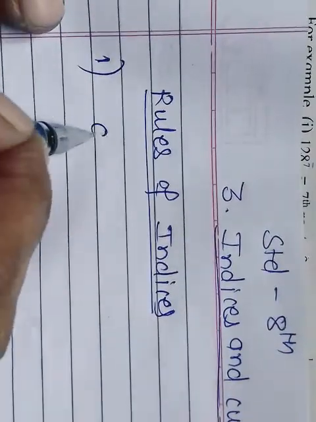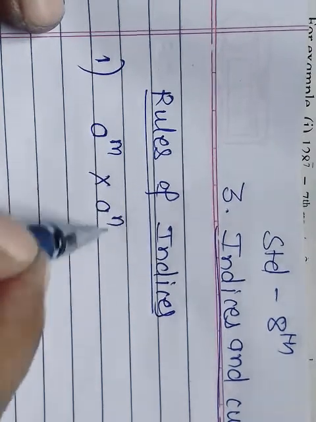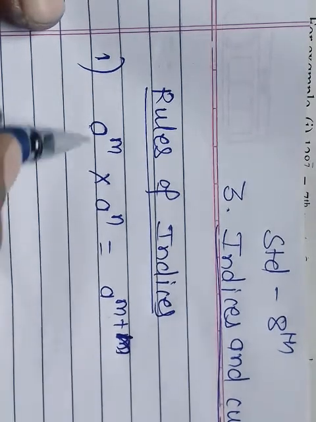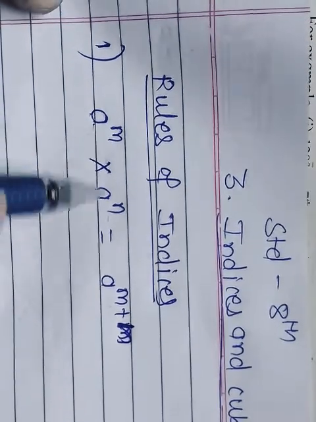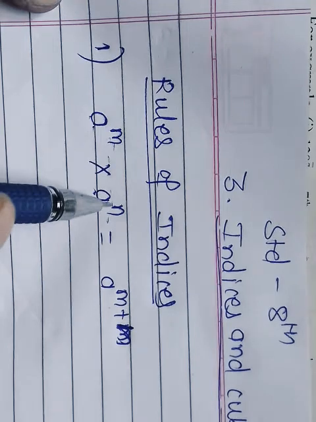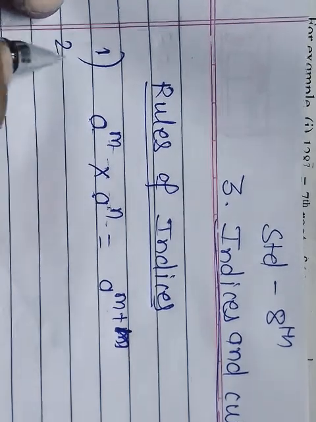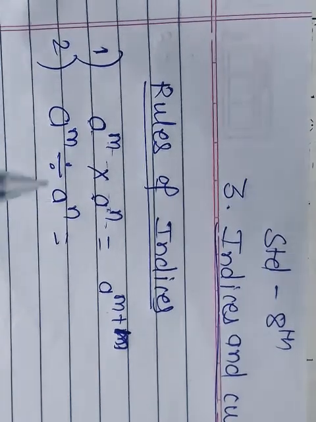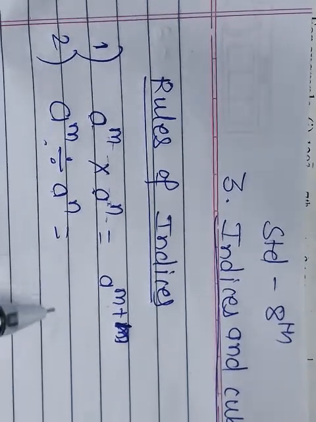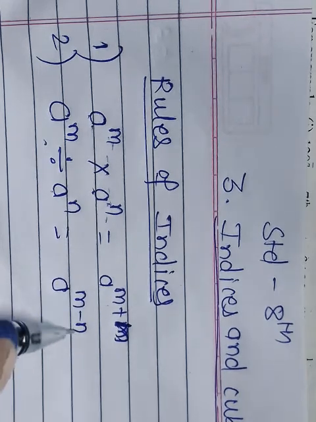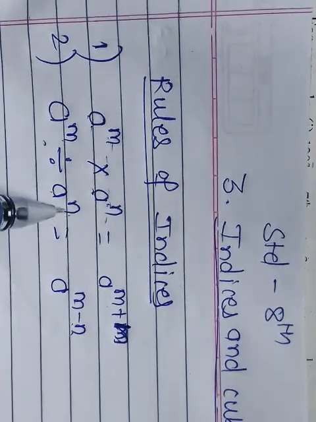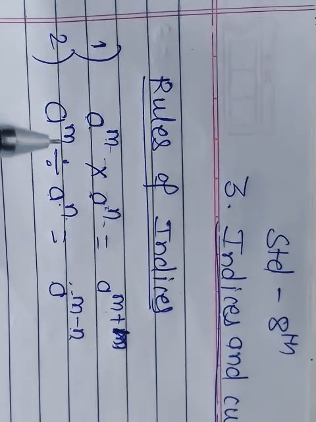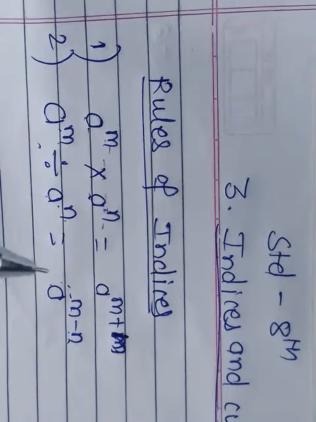Now the first one is a raised to m into a raised to n, which is equal to a raised to m plus n. When the bases are the same, we have to add the indices. Second, a raised to m divided by a raised to n: when the base is the same but there is division, then a raised to m minus n, means subtraction of the indices. If n is greater, then you get a negative index. If m is greater, then we get a positive index.